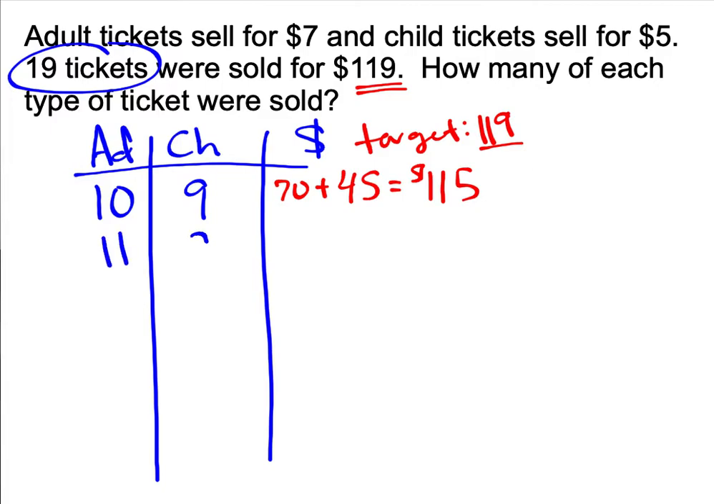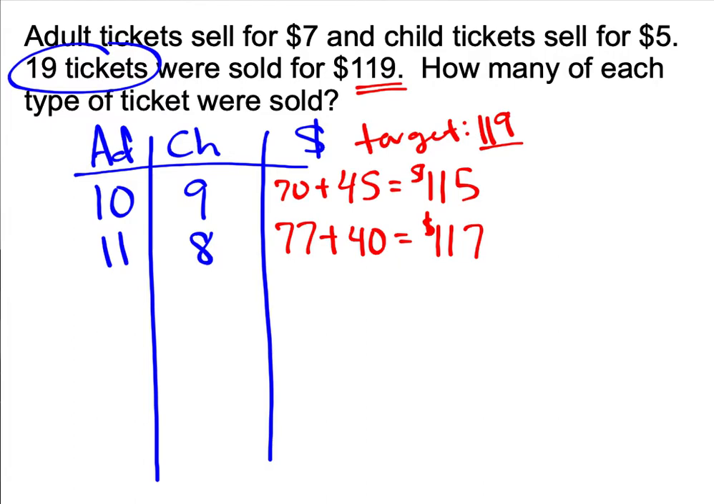One more adult ticket, one less child ticket. 11 times 7 is $77. 8 times 5, that's $40. That's $117. We didn't make it there on our second guess, but I think for sure we will make it on our next guess because I noticed that 115, 117, the next thing has to be 119.